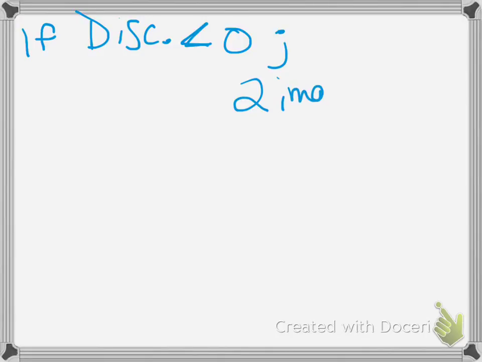Now let's talk about if the discriminant is less than 0. Okay, so if it's less than 0, that means it's going to be a negative number. And think about it. When you have a negative inside the square root, you have an imaginary number. Okay, so it's not one that you actually end up seeing. Okay, so that means that you have two imaginary solutions.